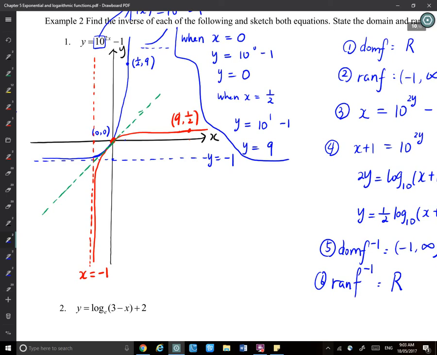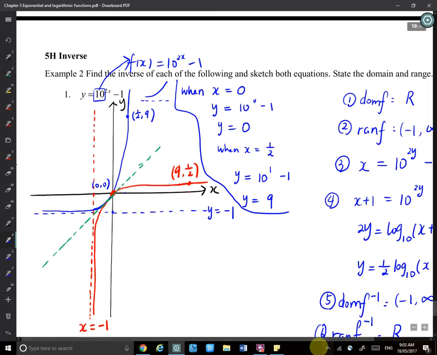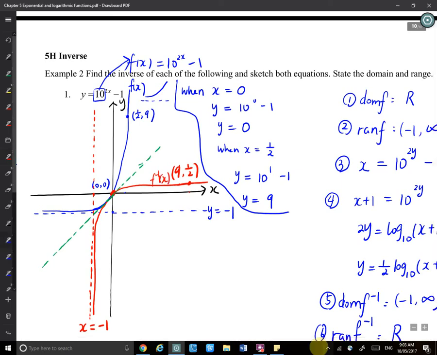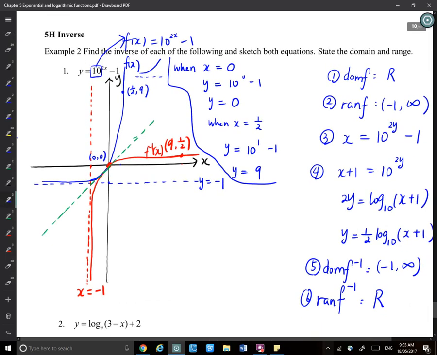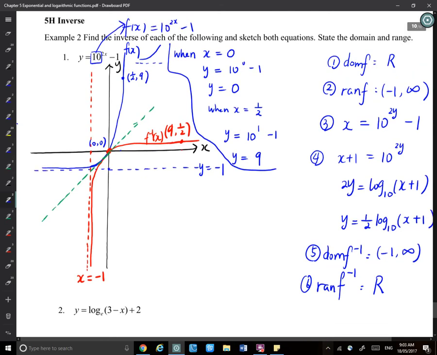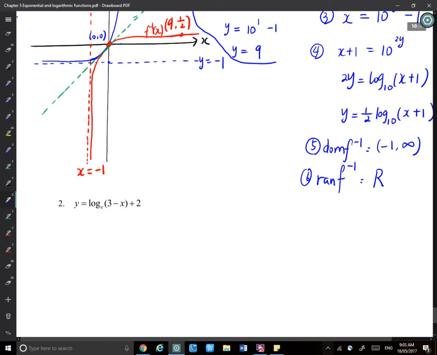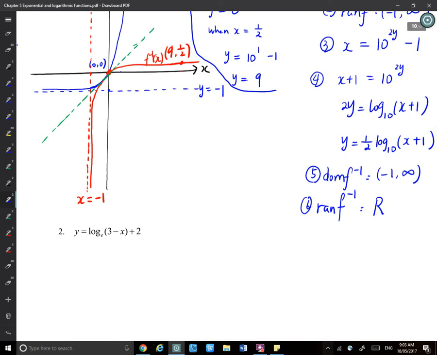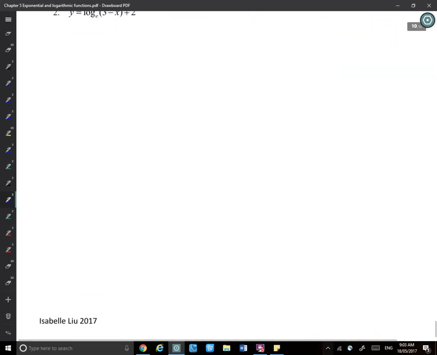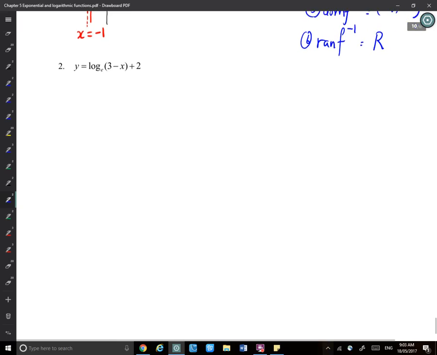Okay, so let's say this is f(x) and the red one is f inverse (x). You need to tell people which one you're trying to sketch. Okay, that's example 1. Have a look at example 2. Example 2, you have f(x) equals log e of (3 minus x) plus 2. And you want to sketch this one.